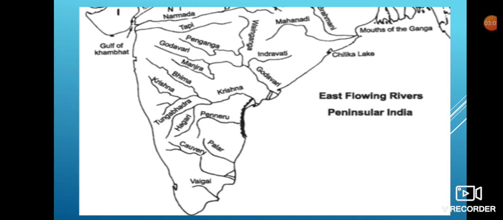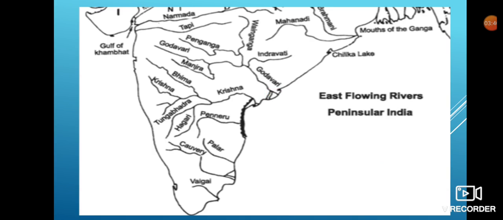The other important river is the river Godavari, which is also referred to as the Dakshin Ganga. It rises in Maharashtra and it is the longest peninsular river. It drains towards the eastern side of India and falls in the Bay of Bengal. It forms the delta in Andhra Pradesh.